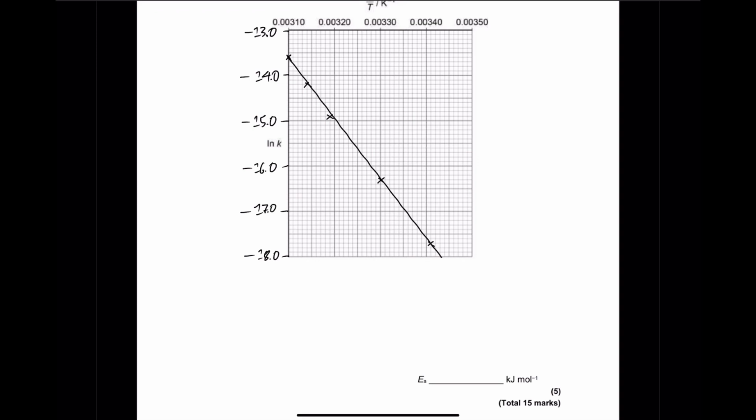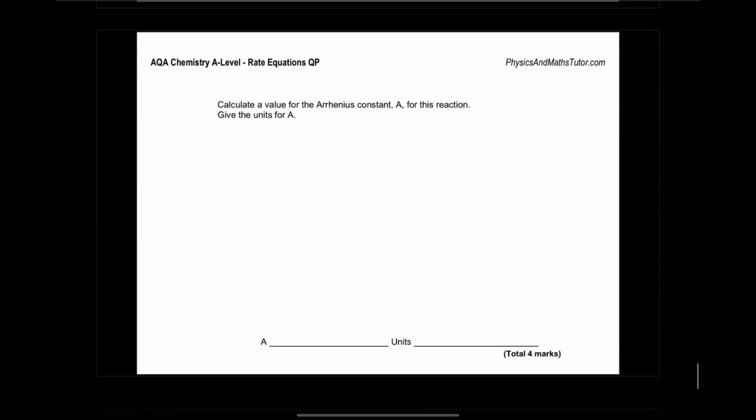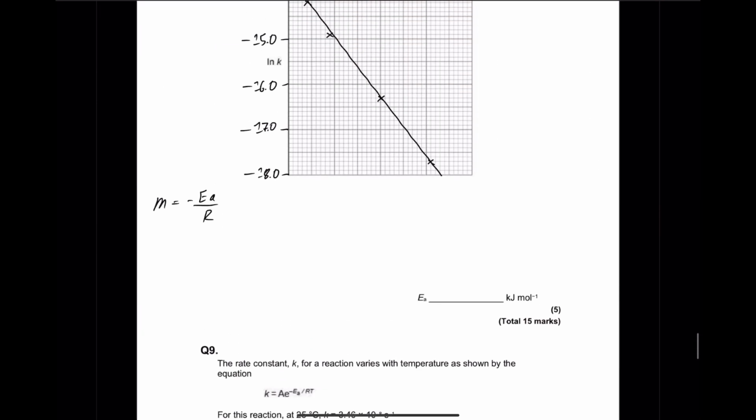That's the best I could do. Anyway, we work out the m. m is equal to minus EA over R. I don't want to waste any more time really with that, because we only have 6 minutes left, and I might need that for the rest of the question.